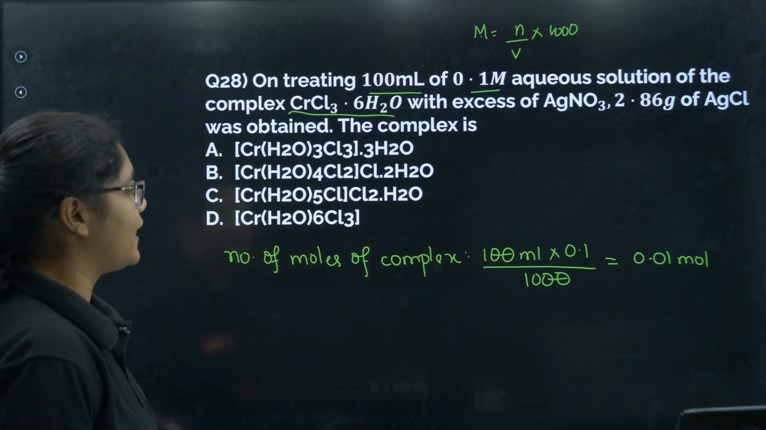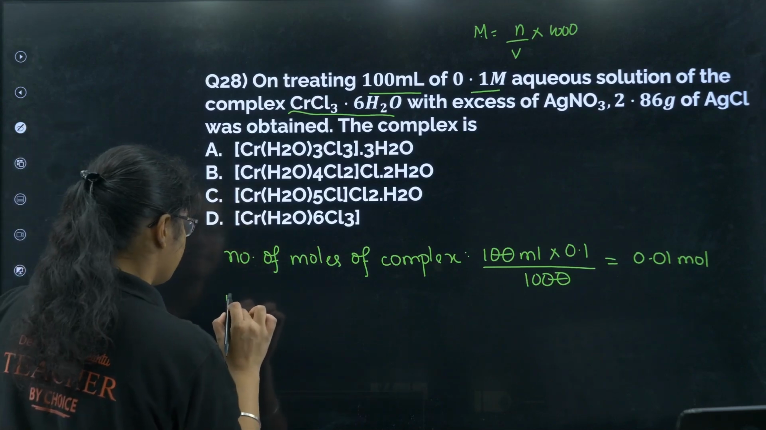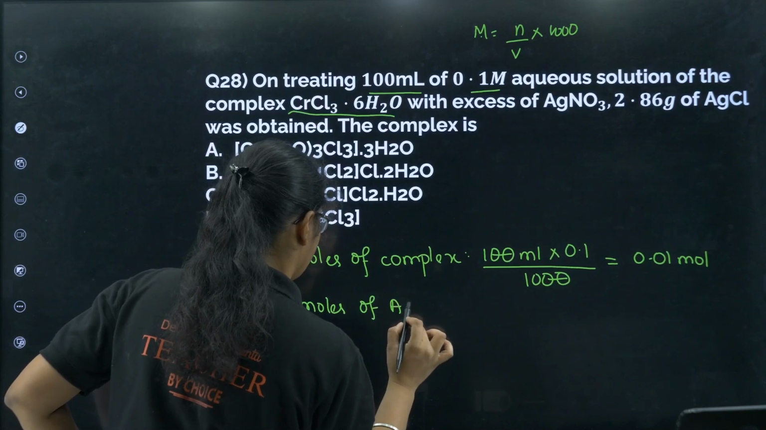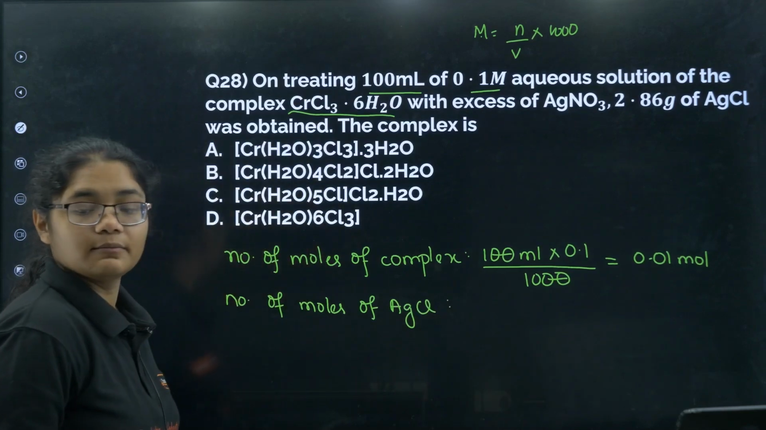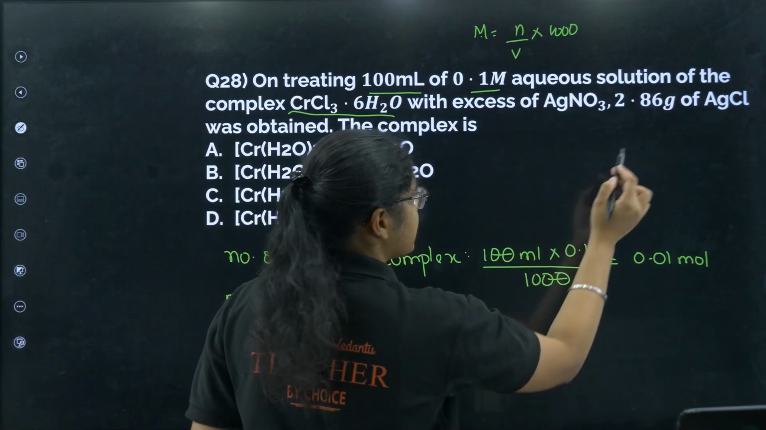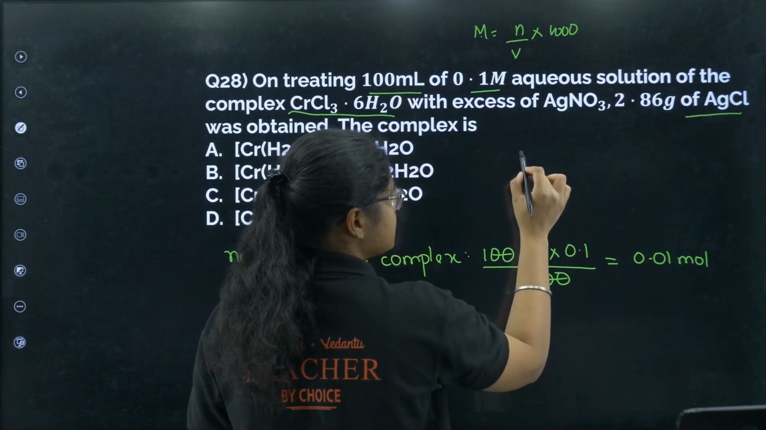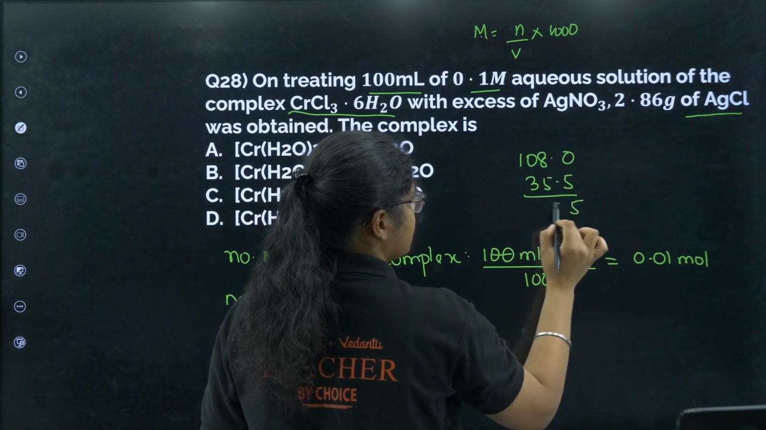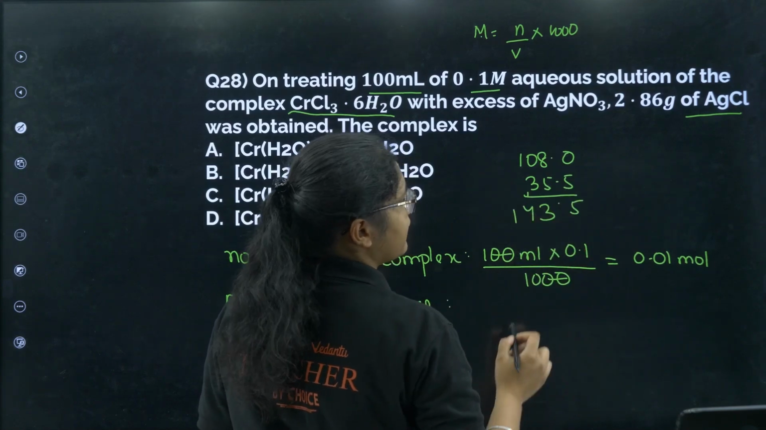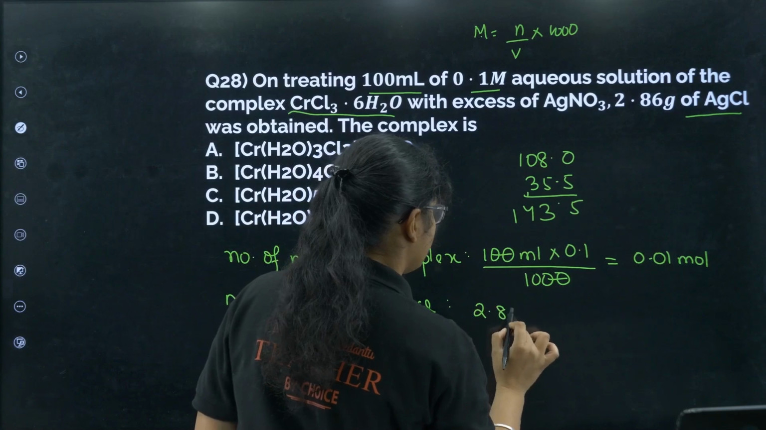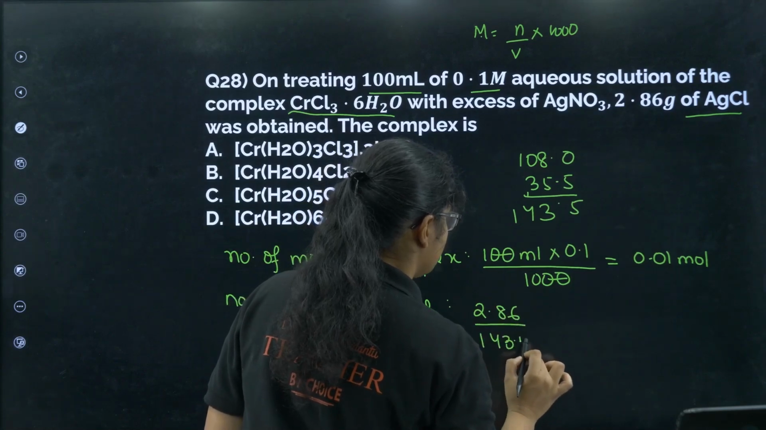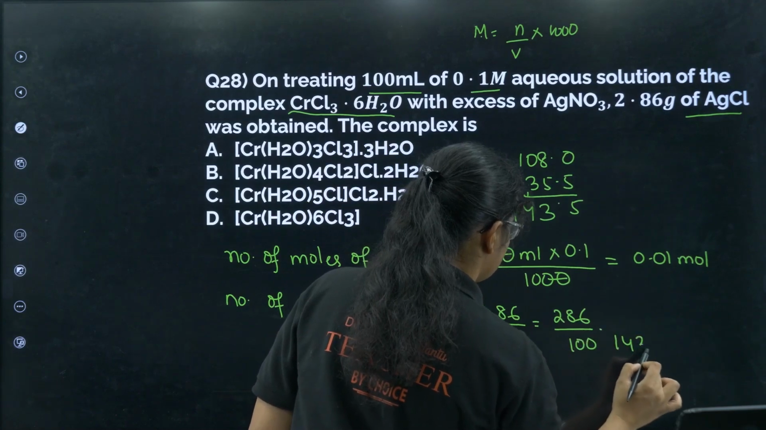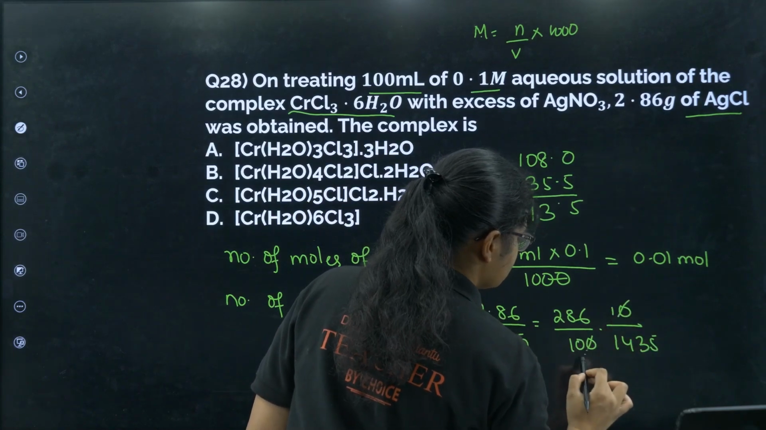Now what happens, we have the number of moles of AgCl. Number of moles of AgCl will be how much? You can see, first calculate the molar mass of AgCl, that is 108.0 and chlorine is 35.5, okay, so I have 143.5. So given mass by molar mass, 2.86 divided by 143.5. Okay, so 286 by 100 into 143.5 by 10. Okay, so we will get here.